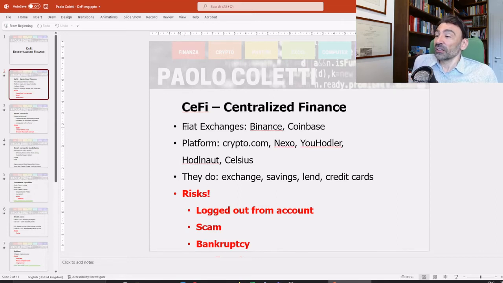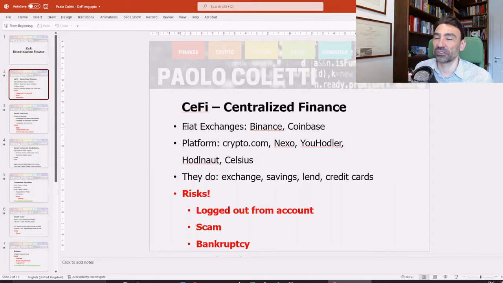However, most of these centralized finance intermediaries do exchange services, savings, so you put the money there, they lend you money, and they have access to credit cards, which is something for sure decentralized finance cannot access. Okay, so they have connections with Visa, MasterCard, and they give you credit cards, usually connected with the crypto world or connected with your accounts.